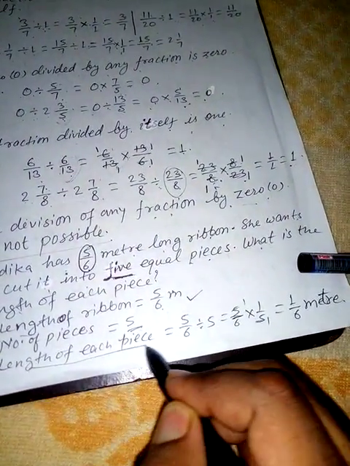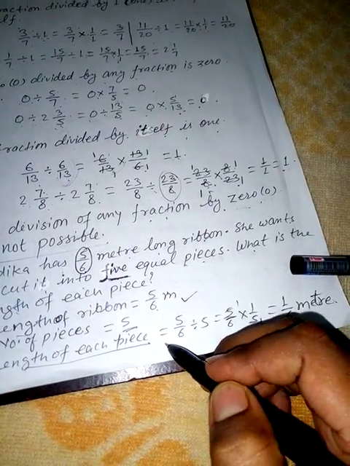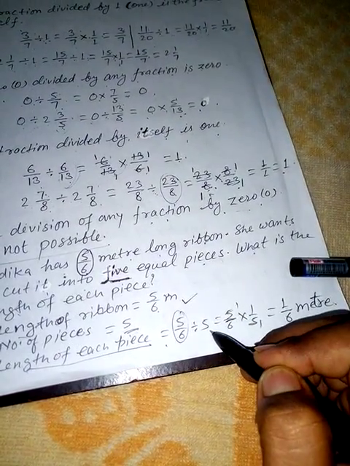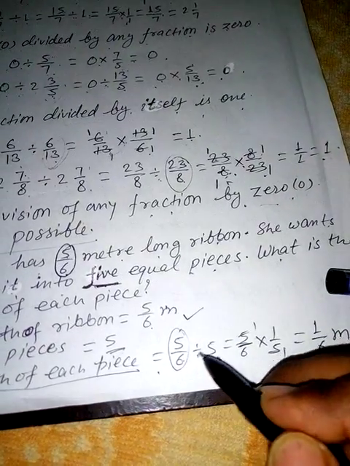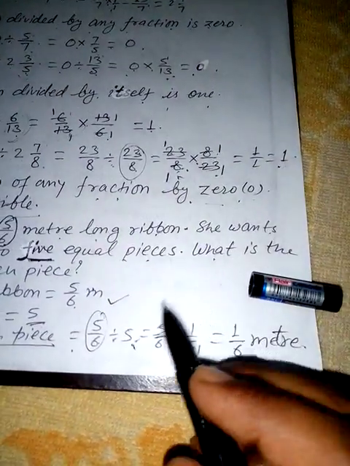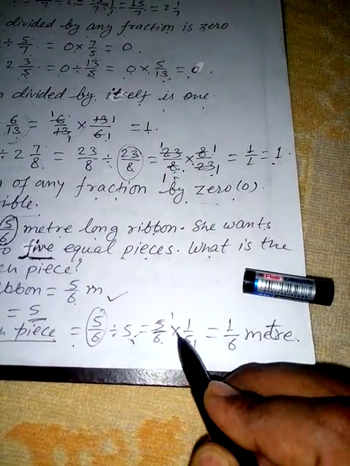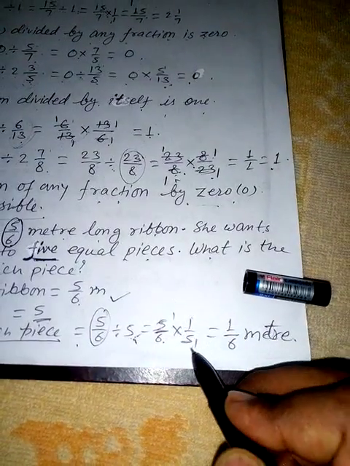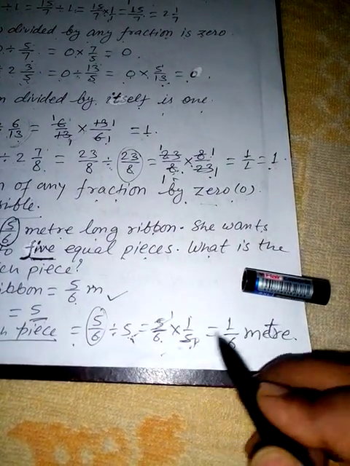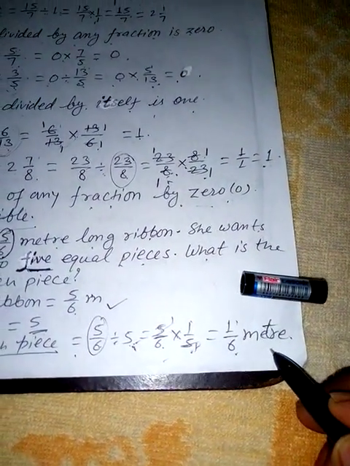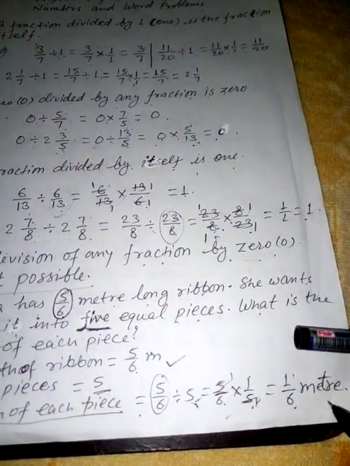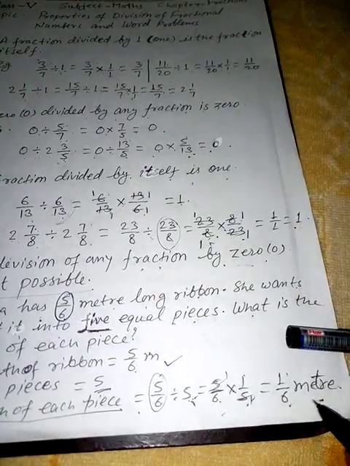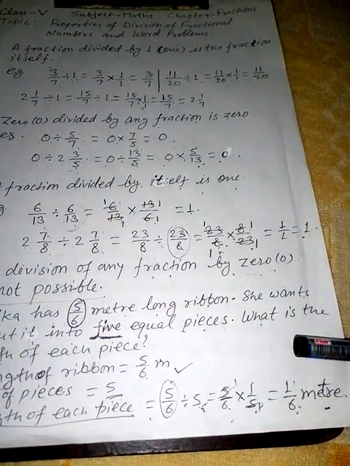So the length of each piece equals the total length divided by the number of pieces, that is 5. So 5 by 6 divided by 5, and 5 by 6 multiplied by the reciprocal of 5, that is 1 by 5. Ultimately it will be 1 by 6 meter. So the length of each piece of ribbon is 1 by 6 meter.